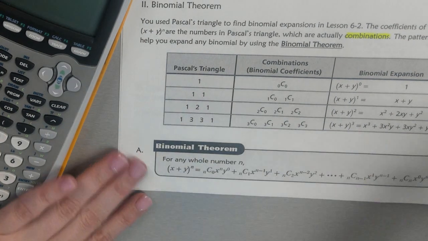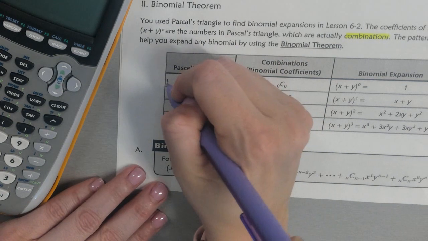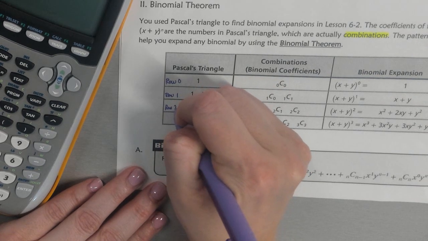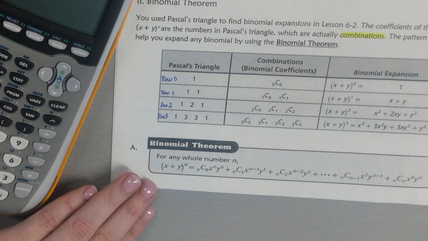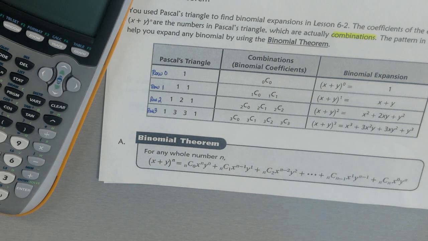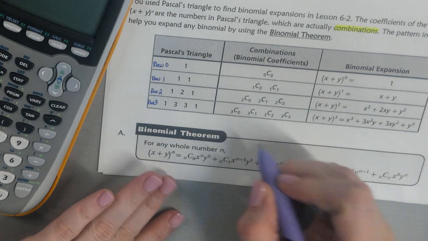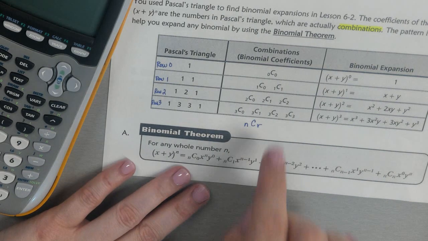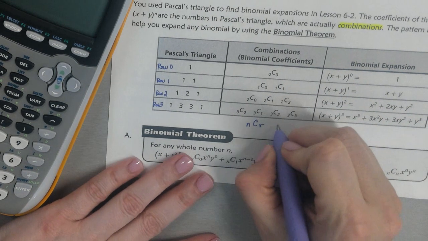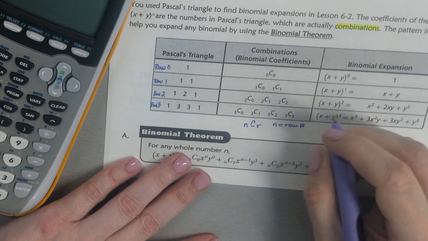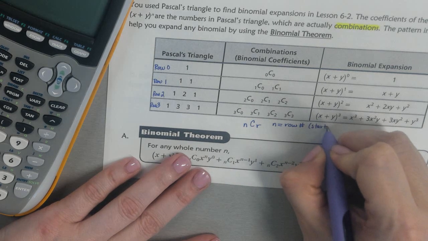Okay, so if you look at these, they actually relate to the rows of Pascal's triangle. What row is this one? Yes, this is row 0. Okay, this is row 1 of Pascal's triangle. This is row 2. This is row 3. Okay, so what we can say is that when you're looking at this, the nCr, the value of n is the row number. And you're starting with 0.